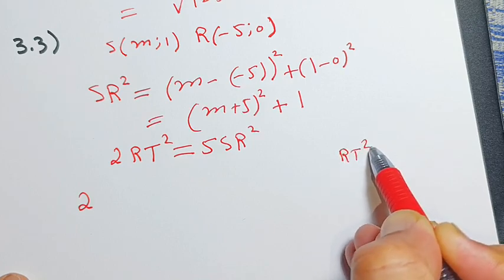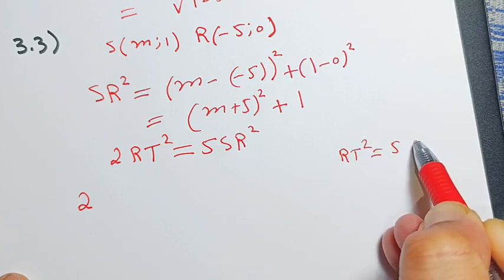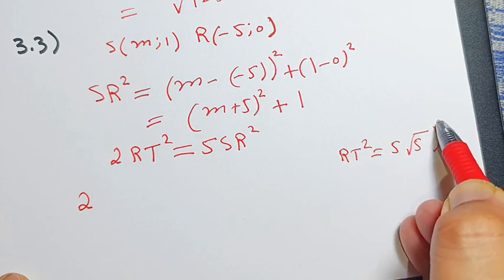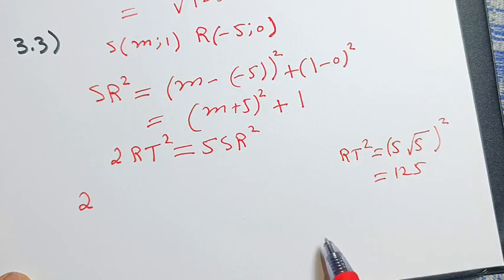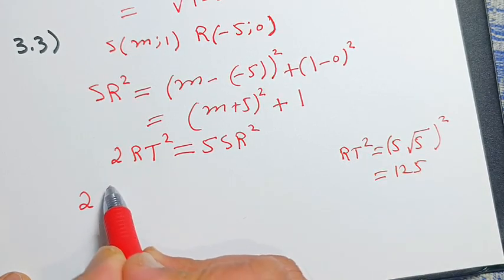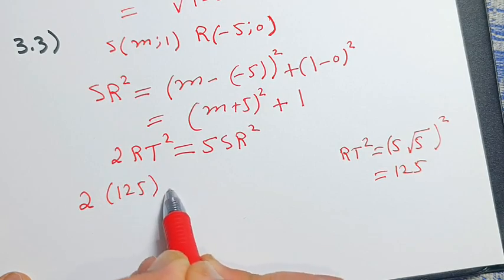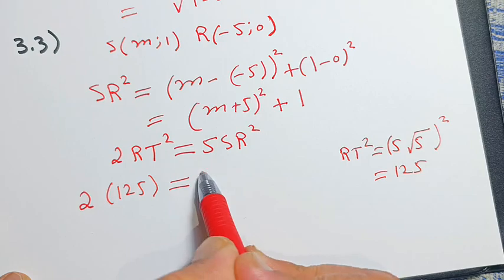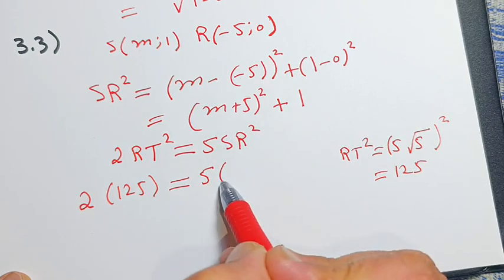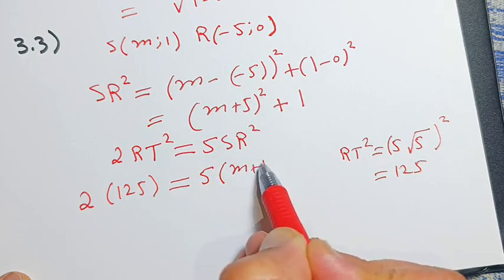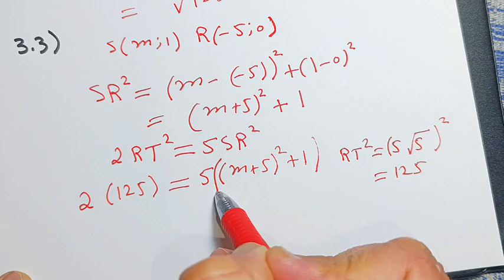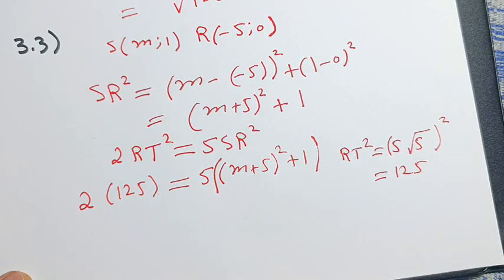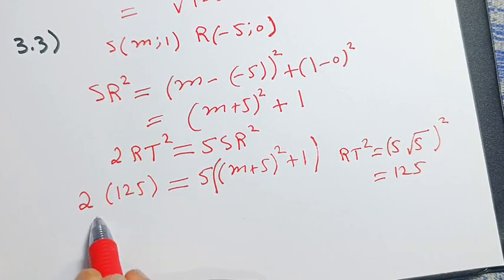Root square gonna be 5 multiply 5 root square, and the answer gonna be 125. Right, so I say multiply 125 is equal to 5 multiply root square. We already got now (m plus 5) square plus 1 in a big bracket. Right, now I simplify this.